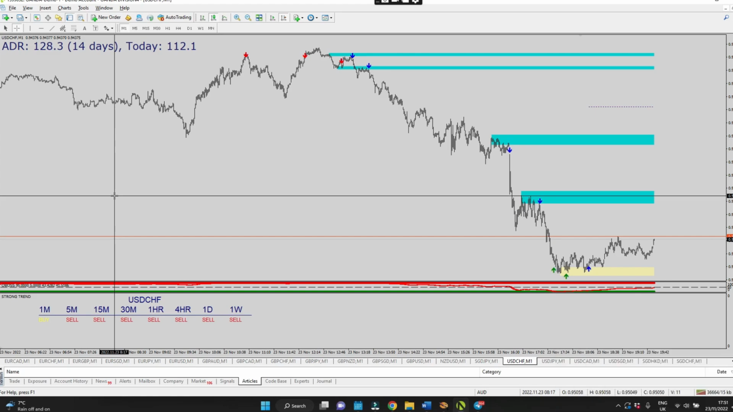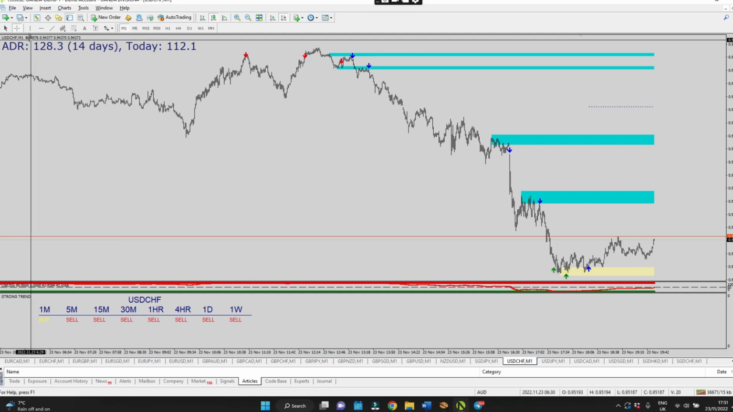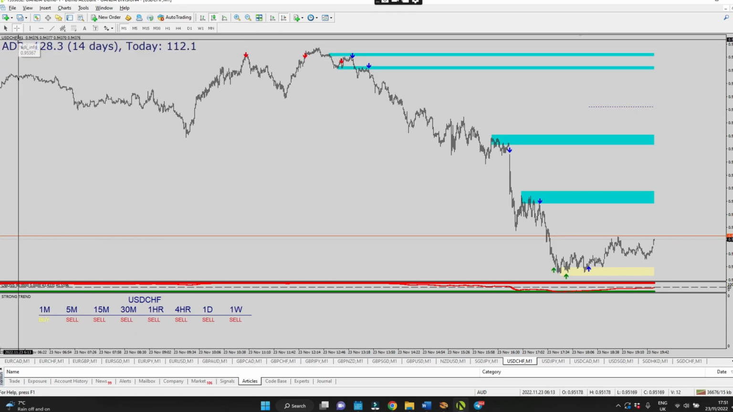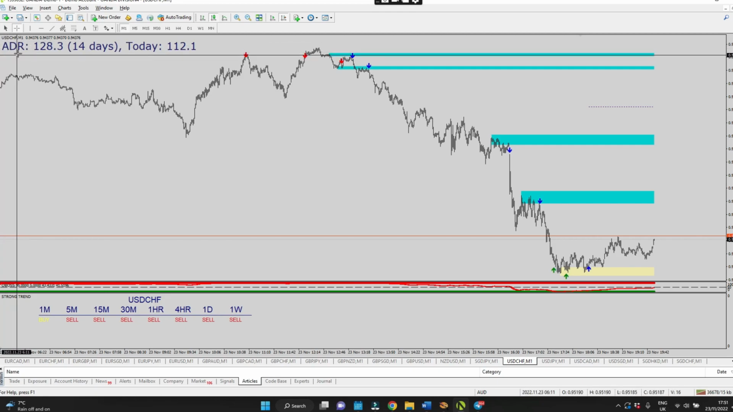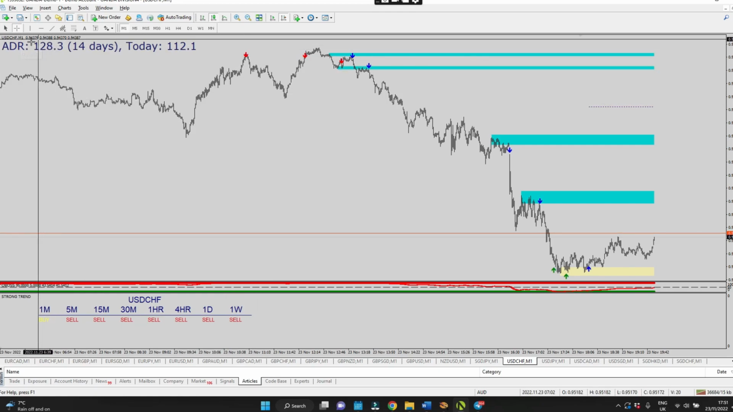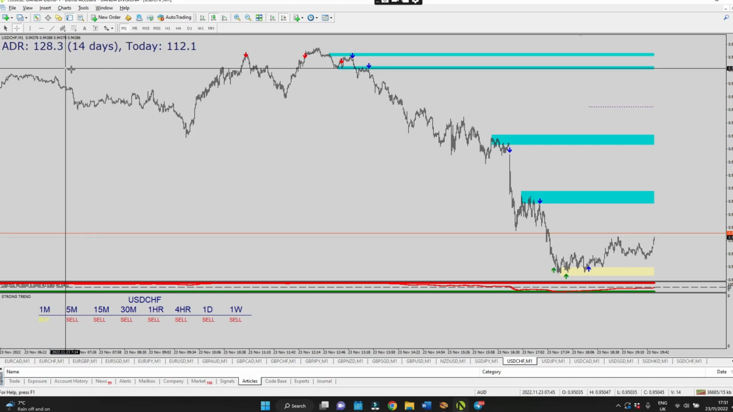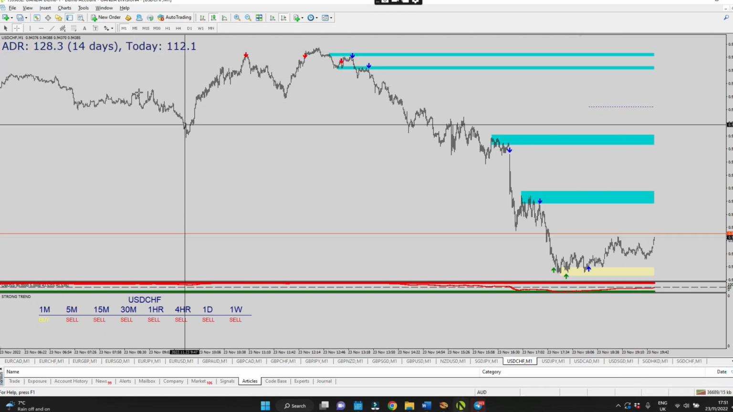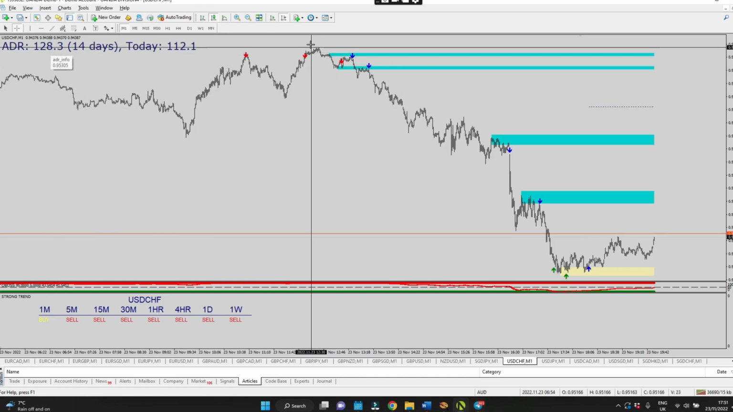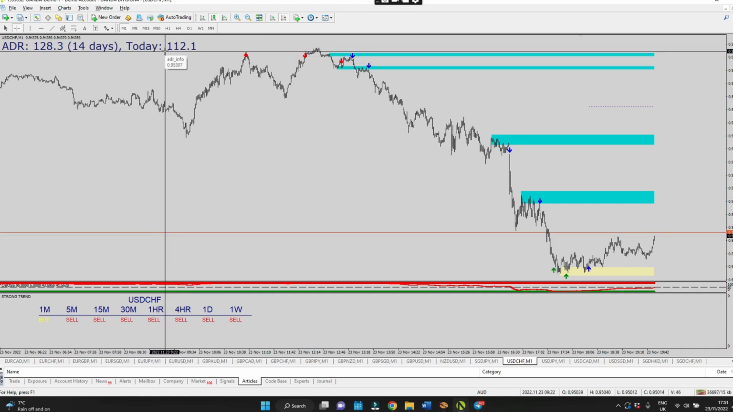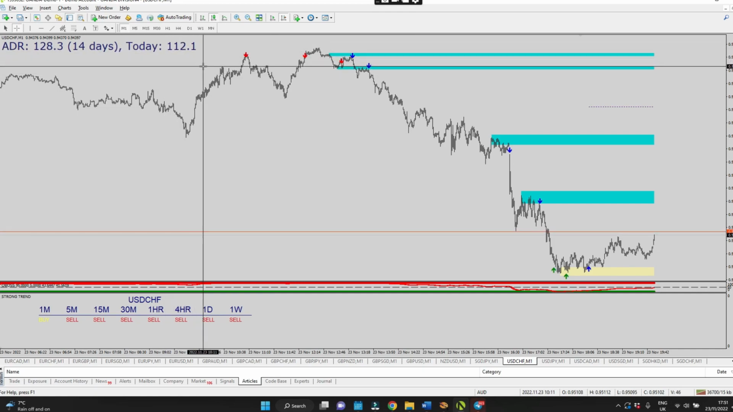Hello guys, I just want a quick video here to explain something about the average daily range indicator that we now have in VIP. And I'm looking here at the USD against the Swiss on our standard 1 minute chart. Now what it's telling me here is that over the last 14 days the average daily range of this pair has been 128 pips a day. That's from the high of the day to the low of the day. And today we've seen 112 pips in the daily range.